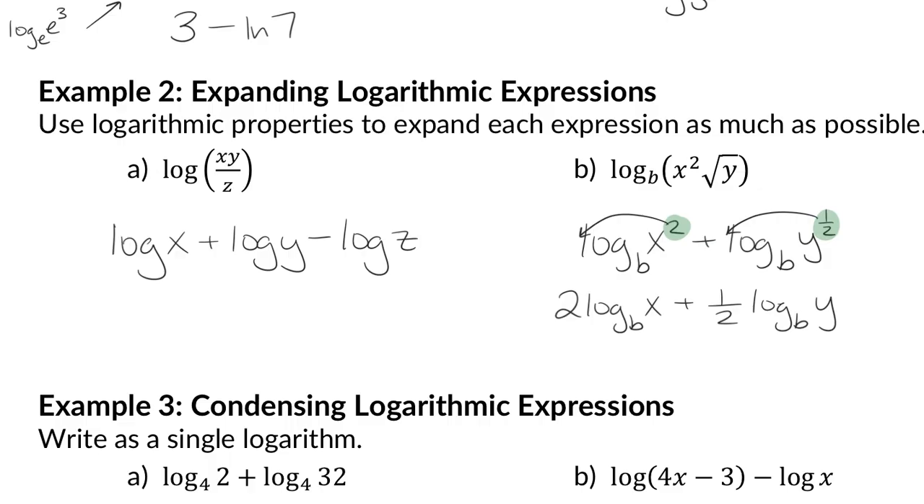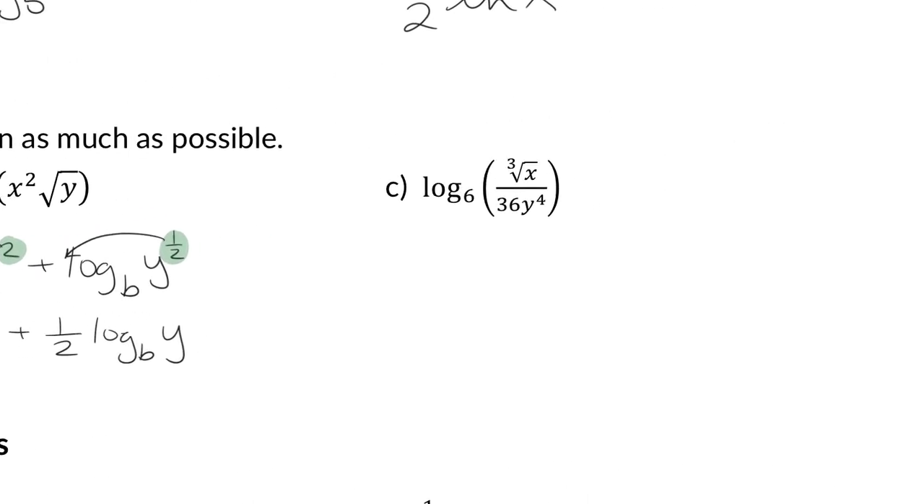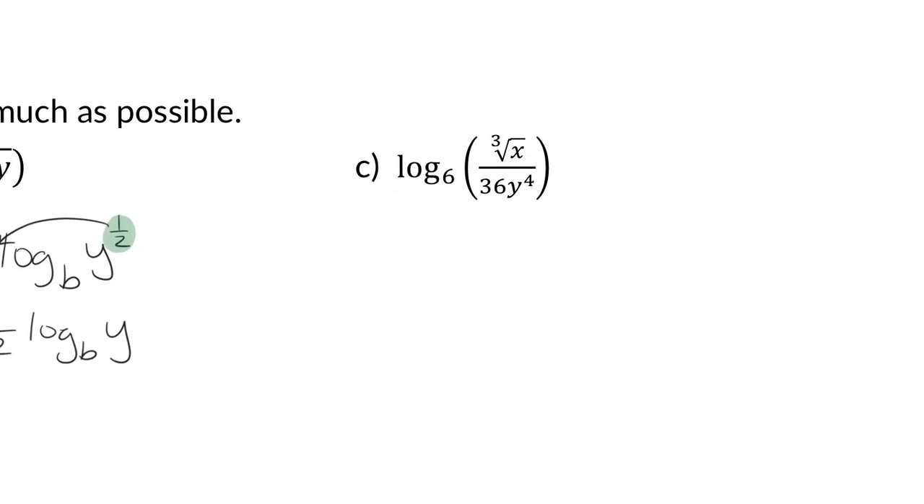What if there happens to be 2 things in the denominator? And you might be thinking to yourself, Ms. Quigley, there's not 2 things in the denominator. There's a 36y to the 4th power. 36 is separated from y to the 4th power because they are technically multiplied right now. So we actually have 3 pieces in the argument of this logarithm. We have the cube root of x, we have the 36, and we have the y to the 4th power.